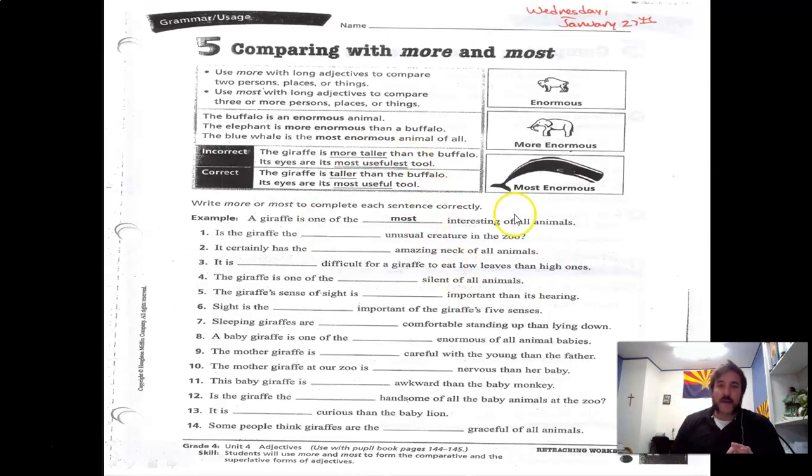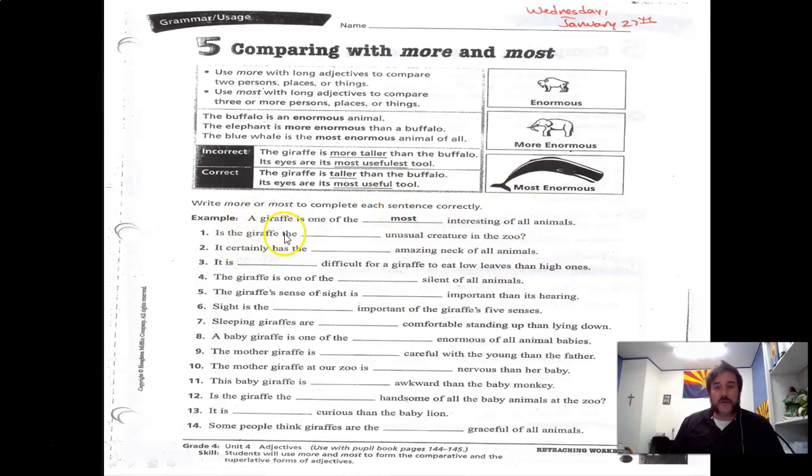Now again, down here, you're always going to add either more or most. That's the only word you're adding here. But you need to figure out, are you comparing 2 things? That's more. Or are you comparing a lot of things? Then most. A giraffe was one of the most interesting of all animals. Now again, that's all animals. Comparing a giraffe to all the other animals, so that's more than 3. That they correctly use the word most.